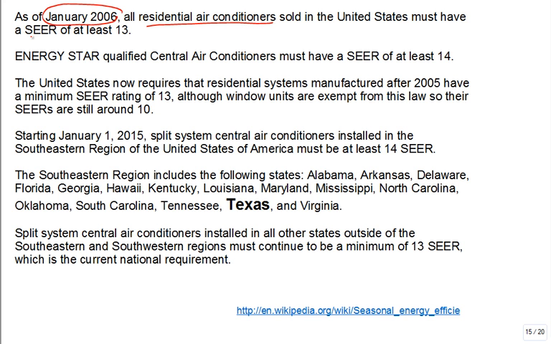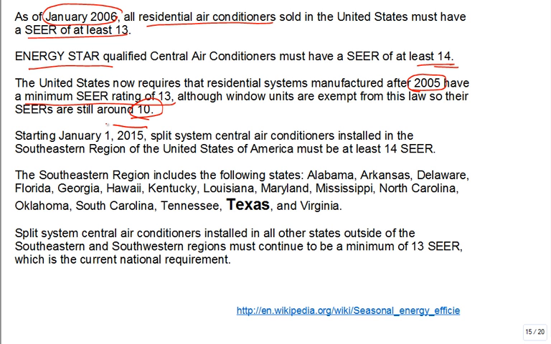Have a minimum of 13 SEER. It's well beyond the 10 SEER. And to be Energy Star qualified, you needed a 14 SEER. Now, not to stop there, those that are manufactured after 2005 have to have a minimum. You can't even make them. And the window units need a 10 SEER.